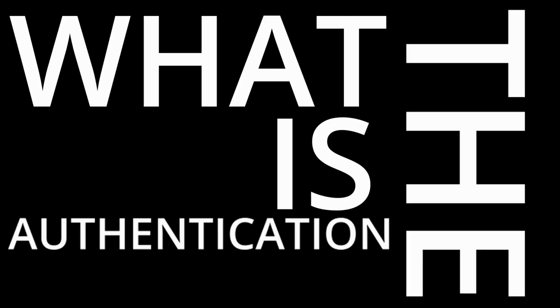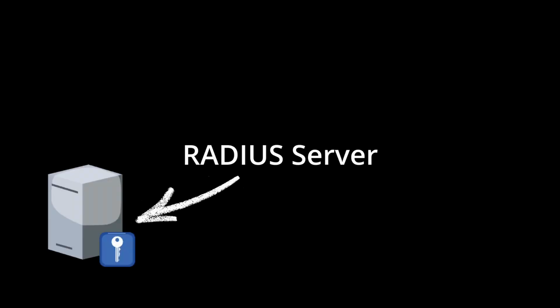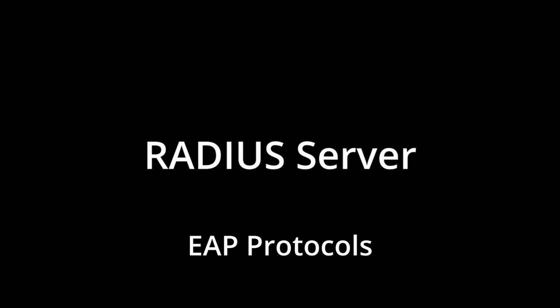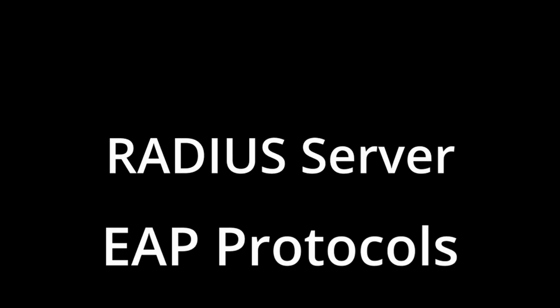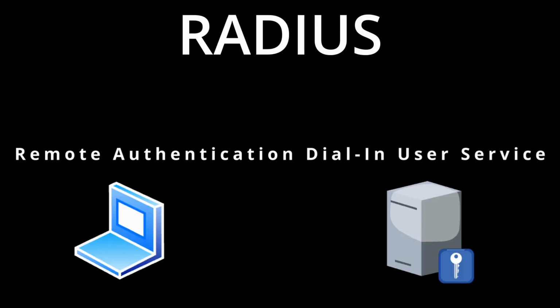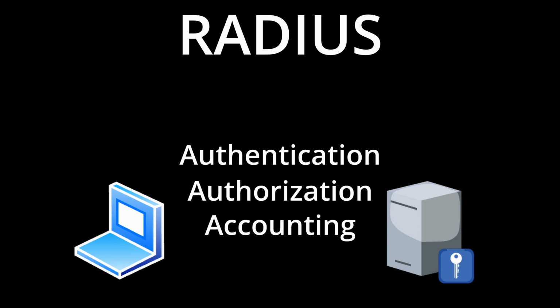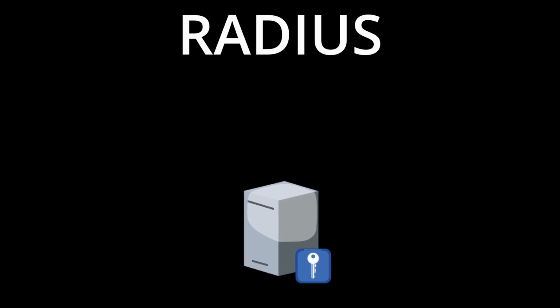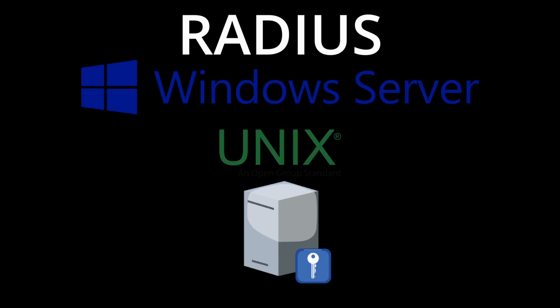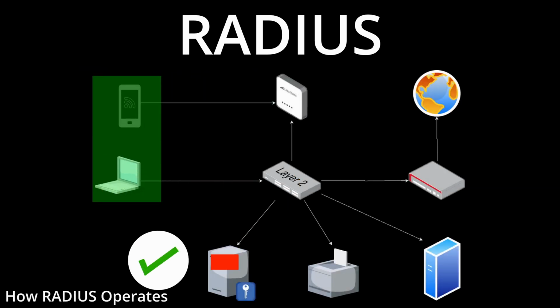So what is the authentication server? Usually it's a radius server utilizing EAP protocol. So what is radius and what is EAP that I've been going on about? Remote Authentication Dial-in User Service, or radius, is a client-server protocol that provides authentication, authorization, and accounting, or AAA, from a centralized management system such as a Windows or Unix server, and it grants users access to a resource or resources on the network.